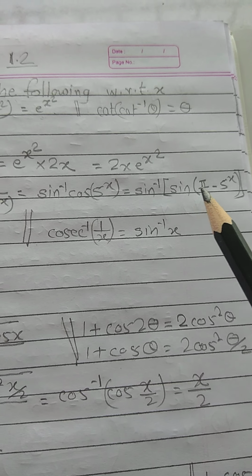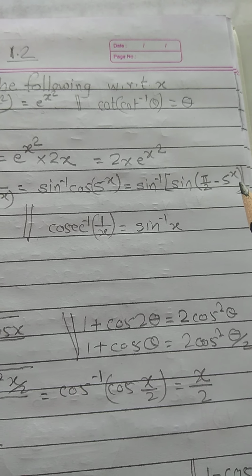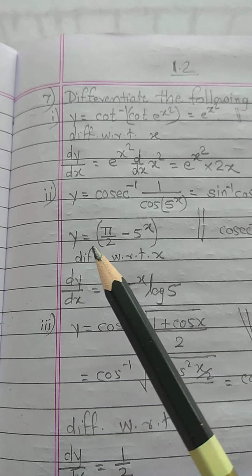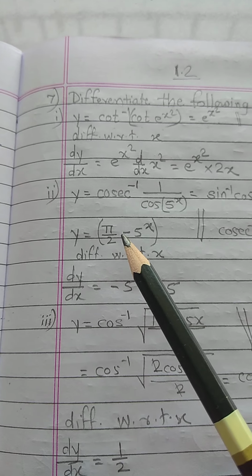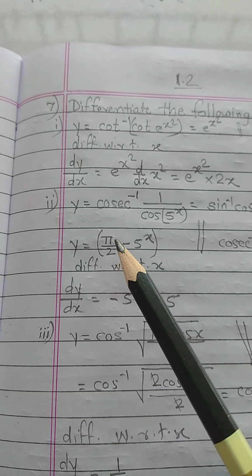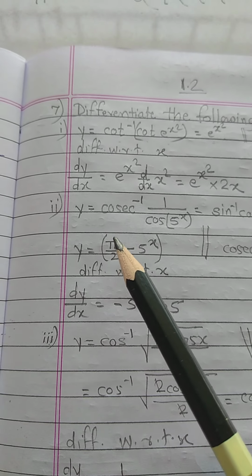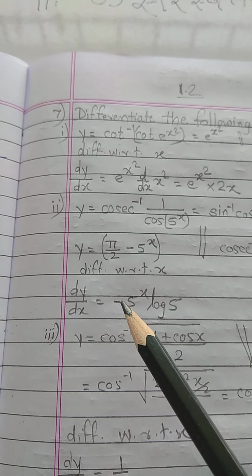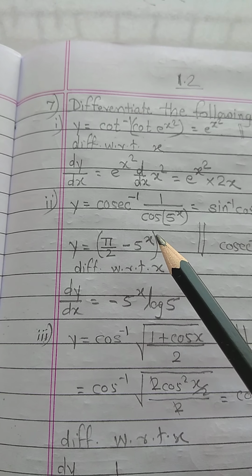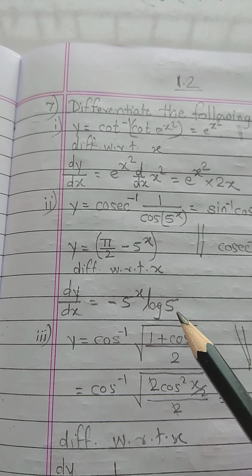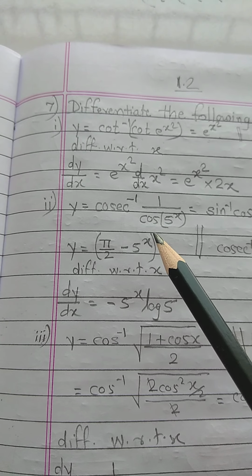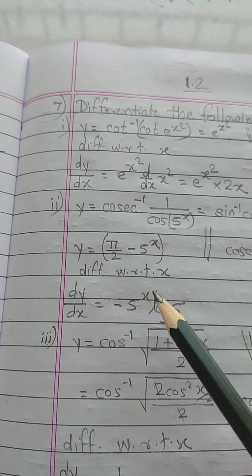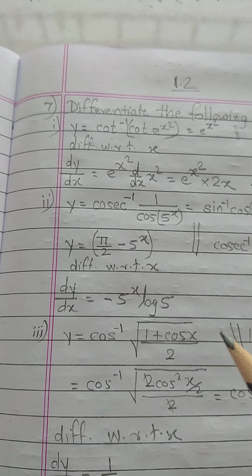Now sine inverse of sine of theta is always theta only. So pi by 2 minus 5 raised to x remains. Differentiating with respect to x, we get 0, as the derivative of the constant pi by 2 is always 0, minus the derivative of 5 raised to x. We know that the derivative of a raised to x is a raised to x into log of a. Therefore, the derivative of 5 raised to x is 5 raised to x into log of 5.